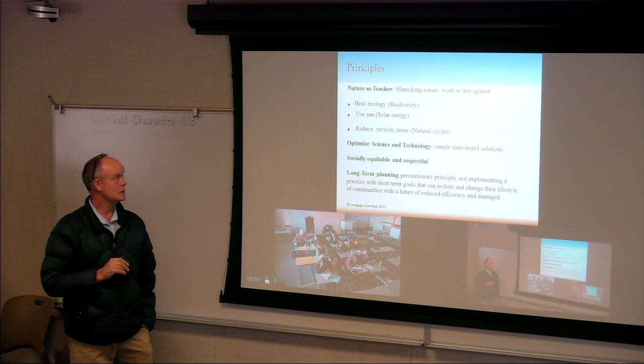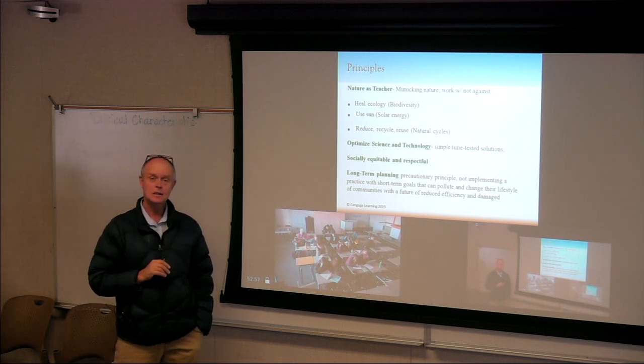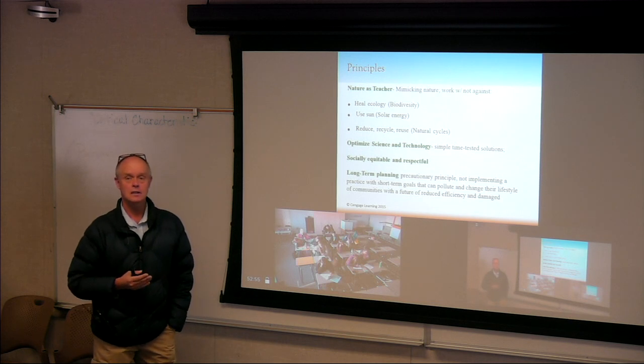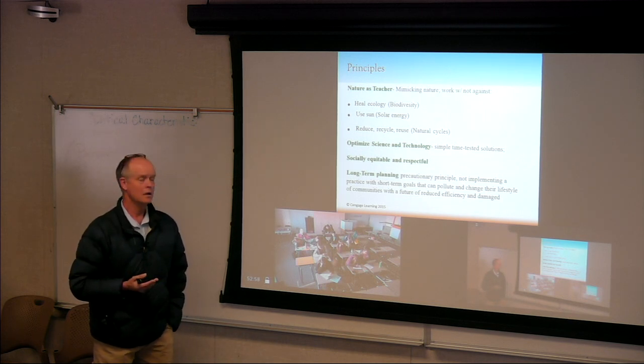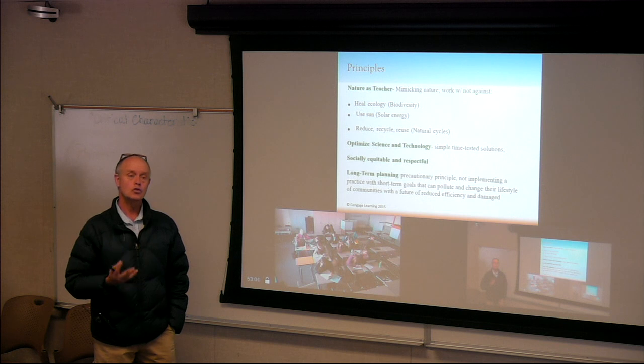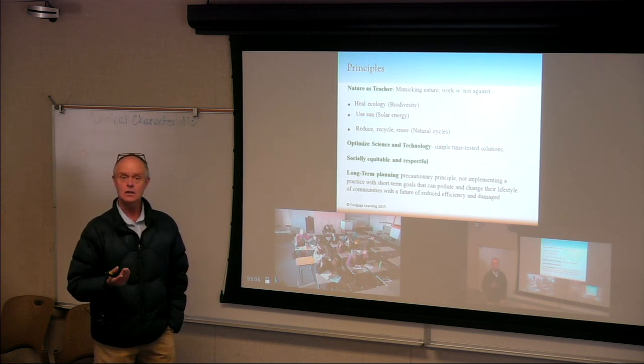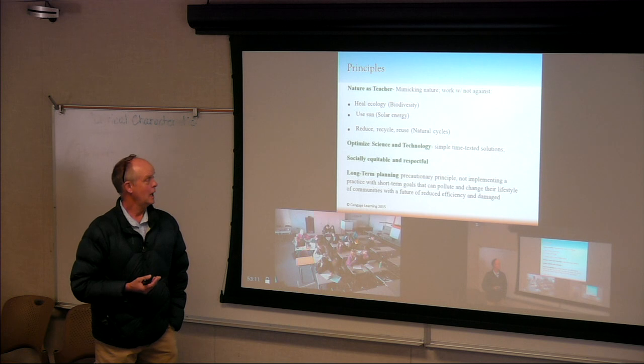We can optimize science and technology. There's a lot of science and technology, simple technology. I think you guys know, and you guys visited, right? Our straw bale house. Well, straw bale building is a low-tech technology. Technology is anything man uses to make their life better, right? And so we can optimize that.